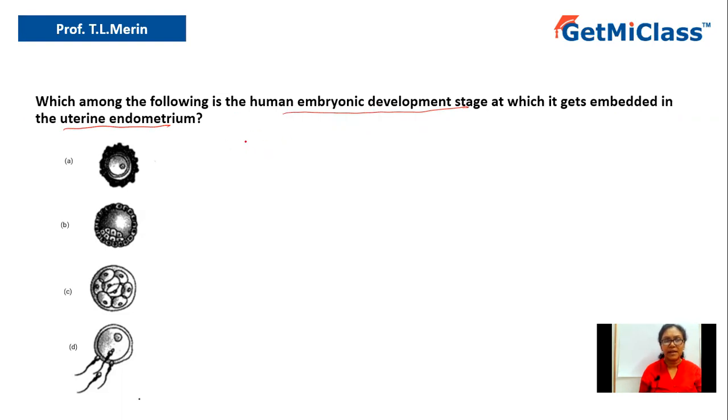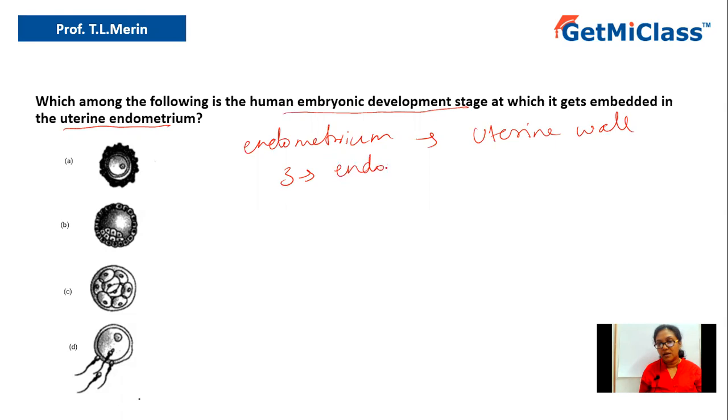Now, what do you mean by endometrium? This is the layer in the uterus. It is a uterine wall, you can say. So this is a layer which is present in the uterine wall. There are three layers of the uterus. The innermost is the endometrium, where the implantation of the developing embryo occurs.